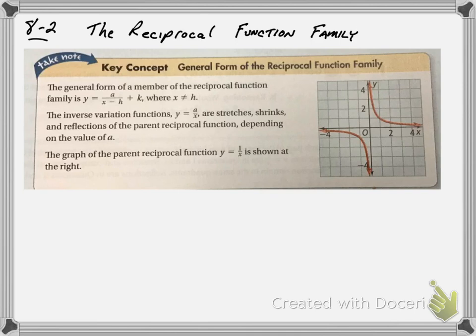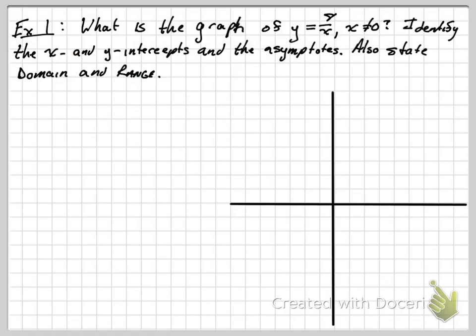Again, the parent reciprocal function is y equals 1 over x, shown to the right. So a, h, and k translate the function just like they did in other things we've talked about. In example 1, they ask: what is the graph of y equals 8 over x, where x cannot equal 0, and identify the x and y intercepts and the asymptotes, and also state the domain and range.